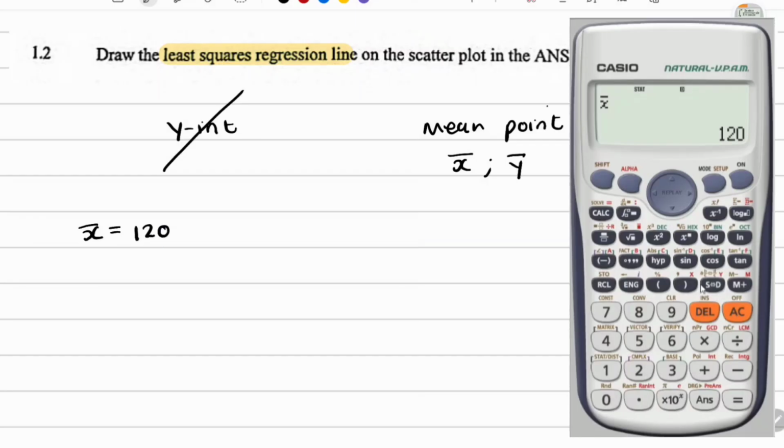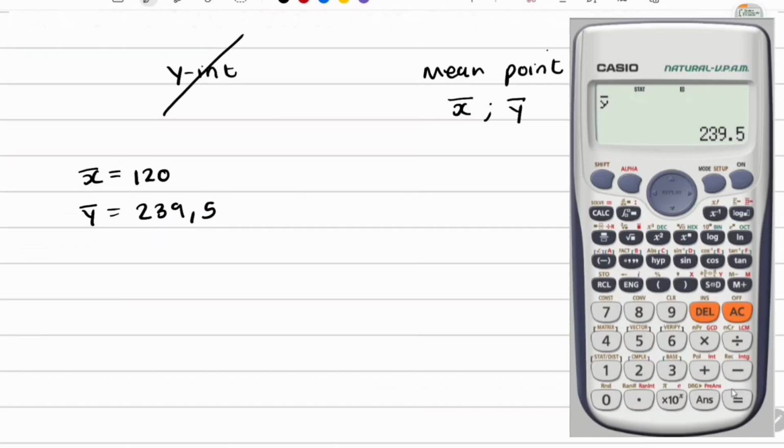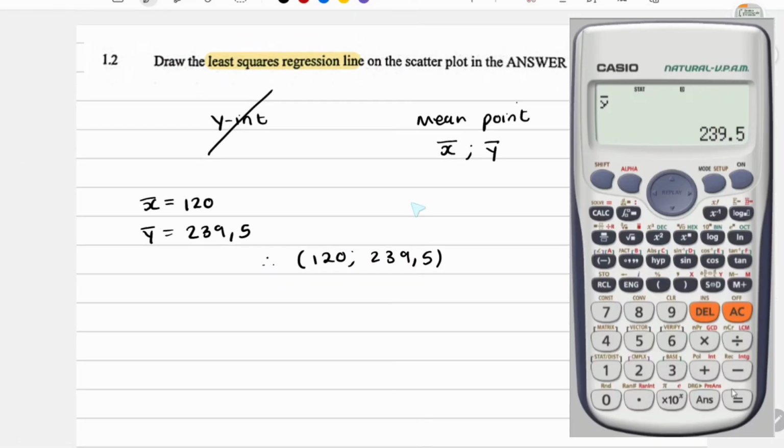Then we're going to do the same to find the mean of the y values. So I'm going to say Shift 1 again to get this information. Go to number 4. And then I find that this is in option 5, the mean of the y values. And we get 239.5. Okay, so our mean point is 120 and 239.5. And that's what we're going to plot.